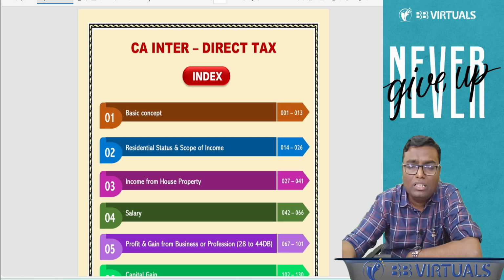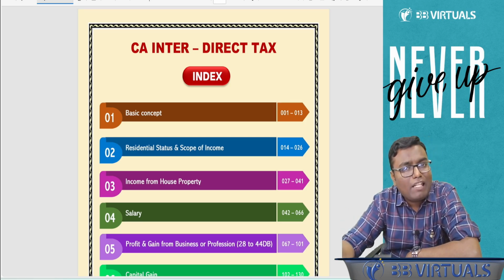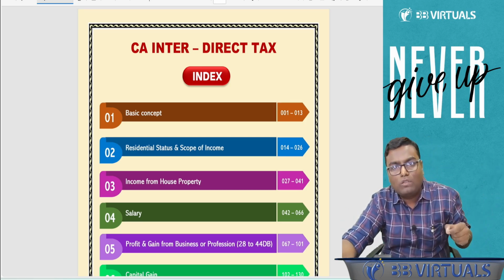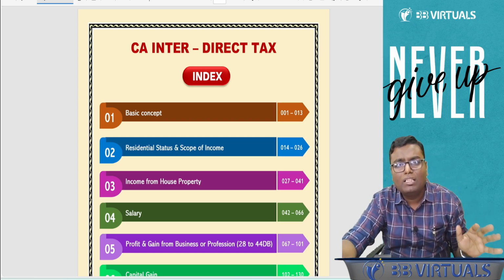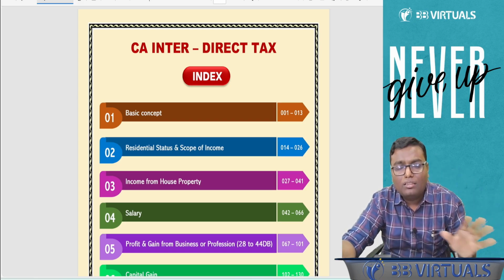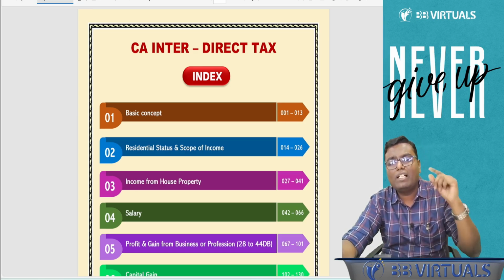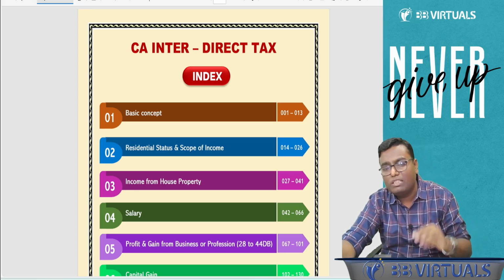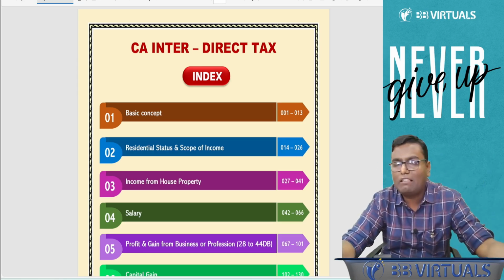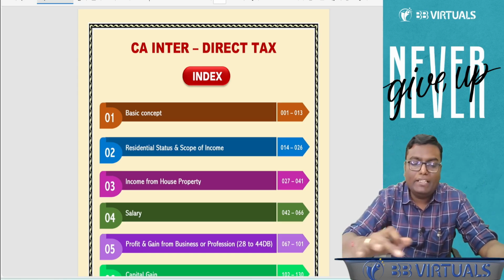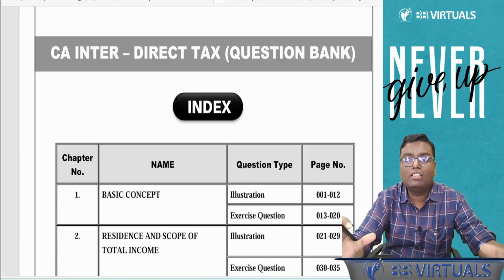Nothing is left out. Each and everything which is given in your ICAI module, I have tried to cover in these notes in the most summarized manner, in the chart format. As I said, nothing is left out. It is my 100% guarantee. Not a single word will be outside this particular textbook. Second, I have covered over here the question bank.